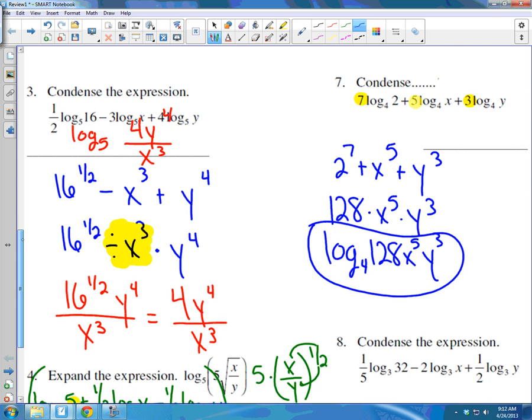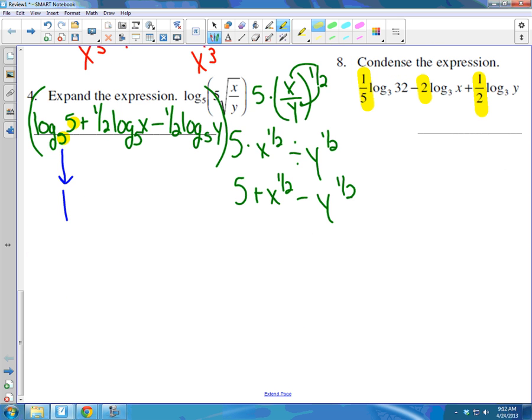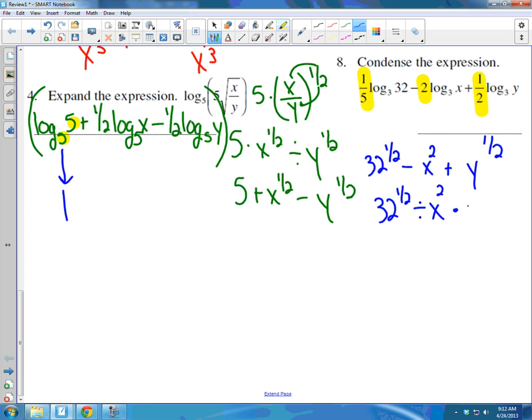All right, number 8, and then we'll move to the back. I'm condensing. So again, anything that's multiplied, the 1/5, the 2, the 1/2 will go back as an exponent. So I'm going to start with the 1/2. So 32 to the 1/2, and I'm not putting the logs with it, minus x squared plus y to the 1/2. The subtraction turns into division. The addition turns into multiplication. And again, the only thing that goes in the denominator is what's divided, just the x squared.